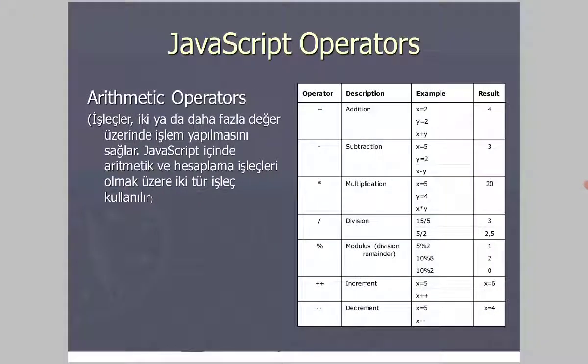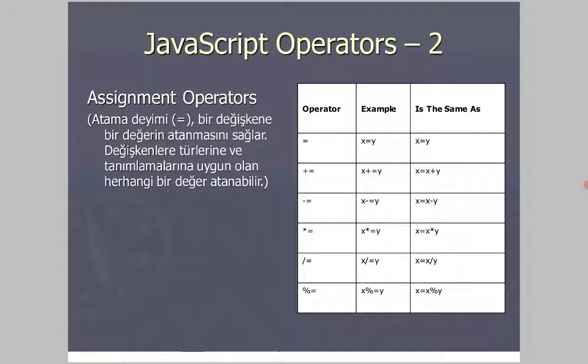So JavaScript operators. What are the different types of operators used in JavaScript? Arithmetic operators like plus, minus, star, slash, percentage, plus plus, and minus minus. Plus means addition, minus means subtraction, star means multiplication, slash means division, percentage means modulus or division remainder, plus plus means increment operator, and minus minus means decrement operator.